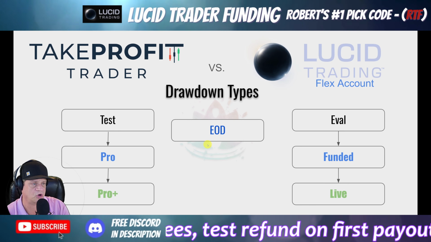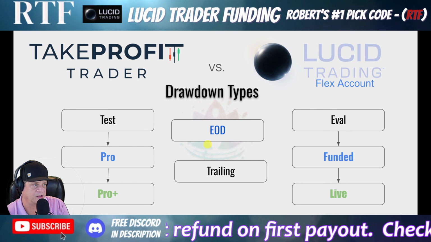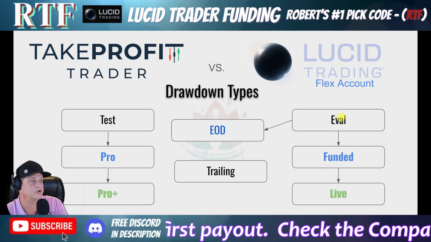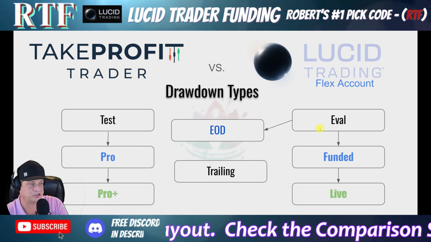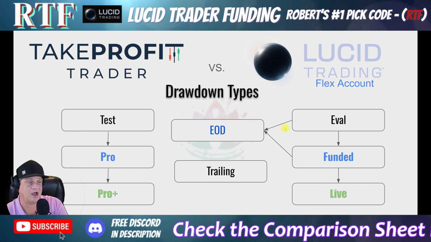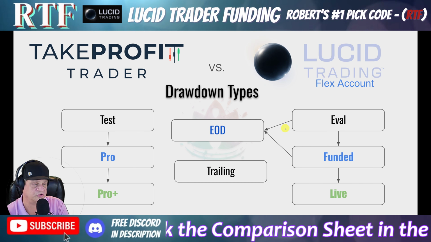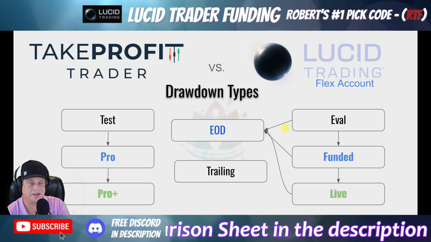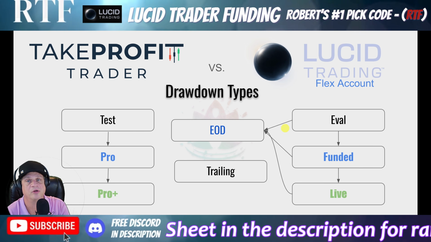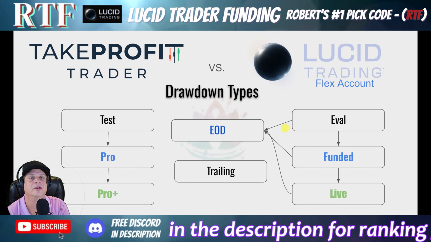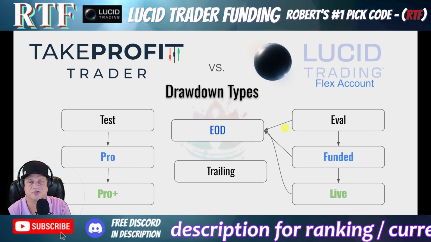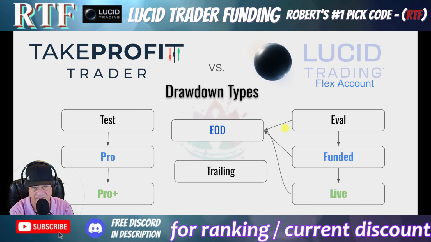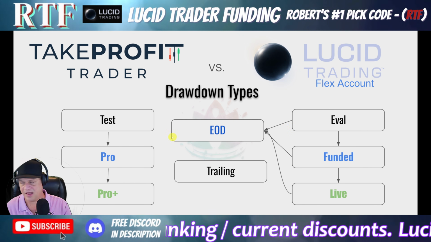So there's two different types of drawdowns. We have the end of day and then we have the trailing. Now in the Lucid Trading and the Flex account over here, the evaluation account uses an end of day drawdown. So that's your test level. Then in the funded account, which is the sim funded level, we also use an end of day drawdown. And then the last one for the live also uses an end of day drawdown. So all of the Flex account, actually all the accounts at Lucid, but in the Flex account, all of the drawdown types are end of day, meaning that they're trailing the highest opening or the highest closing balance of your account.